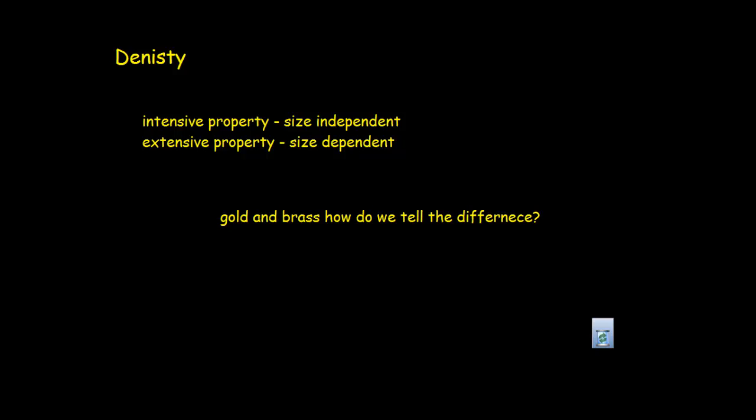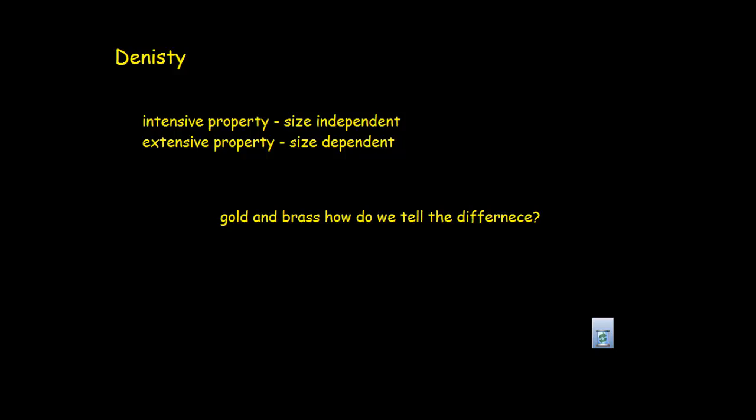And so the relationship of the mass of an object and its volume gives it its density. And so we could actually look at gold and say, well, the relationship of mass and volume is larger, or in other words, its density is larger than that of brass, and we can determine the difference between them.